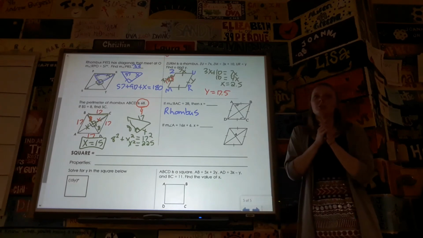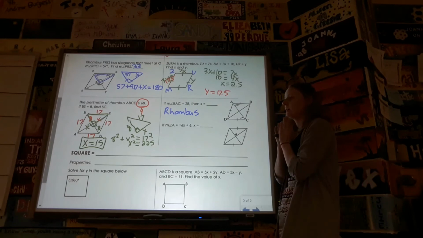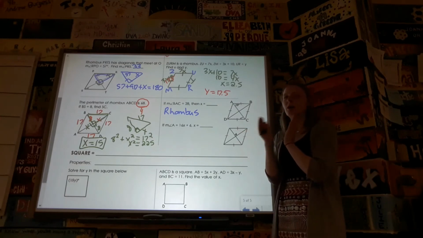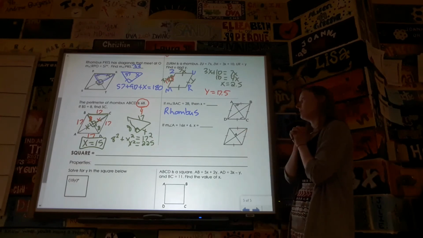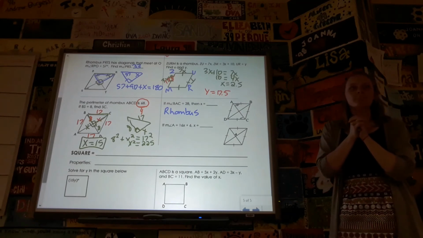Alright, so once you've determined what shape it is, if they haven't told you already, I've determined it's a rhombus. Now I can use properties of a rhombus and parallelograms to solve. So what would I do first? There's a little triangle, so all the middles are 90. Okay.